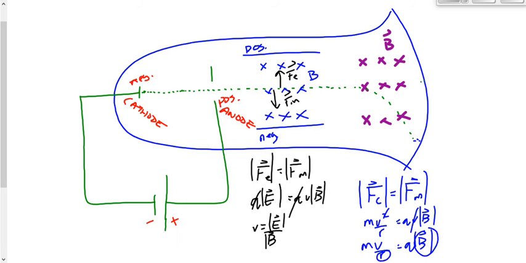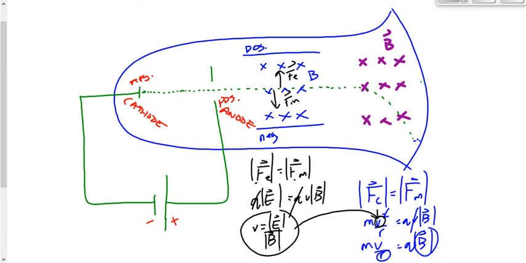So now look at it. We don't know the speed of all the particles, but we do know the speed now of the particles that go straight through, because the ones that go straight through have these two forces balanced and therefore have a speed of E over B. Now he can take this equation and plug it into there, got the speed.